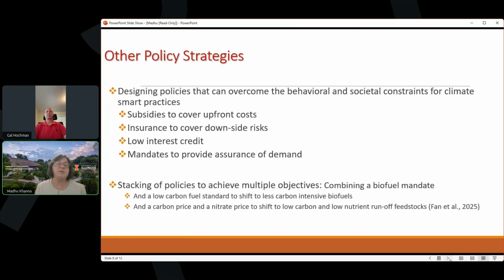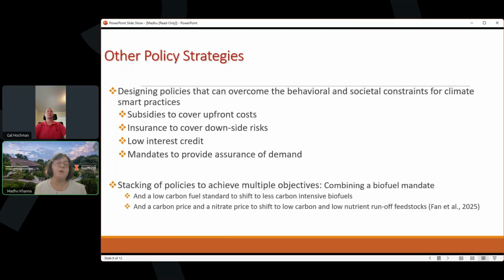So we really need to think about how we can design policies that overcome the barriers, including the behavioral and societal constraints for adopting various types of circular and climate smart practices. And these types of policies include subsidies that can cover upfront costs, crop insurance to cover the downside risks of transitioning to novel feedstocks, low interest credit to overcome the effects of uncertainties about investment, mandates to provide assurance of demand for circular and bioproducts.